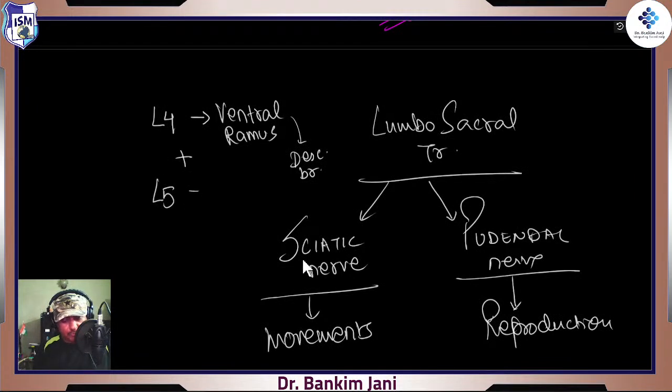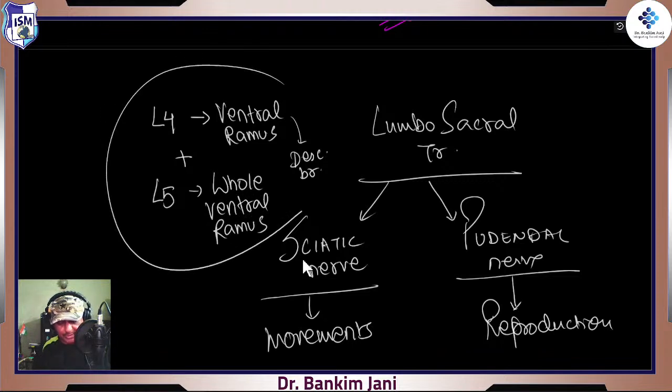L5 whole ventral ramus. How nice, right? See, now this is making complete sense, that L4 and L5, how they are forming this lumbosacral trunk. But then this is the lumbar part. Where is the sacral part, right? Because that's what we said, lumbosacral.